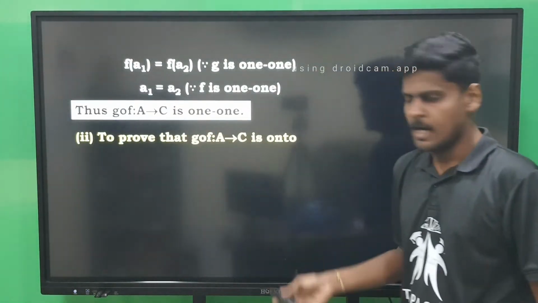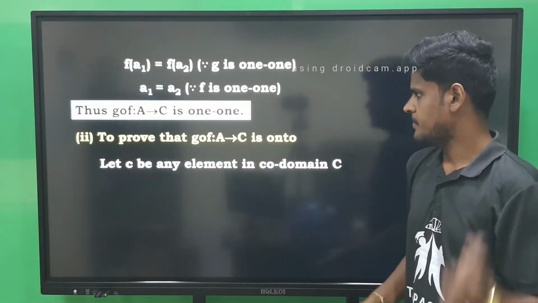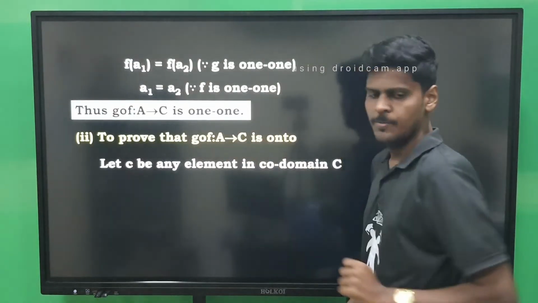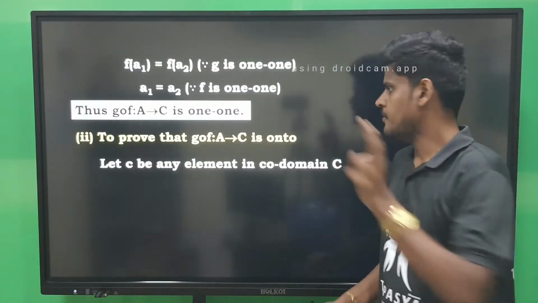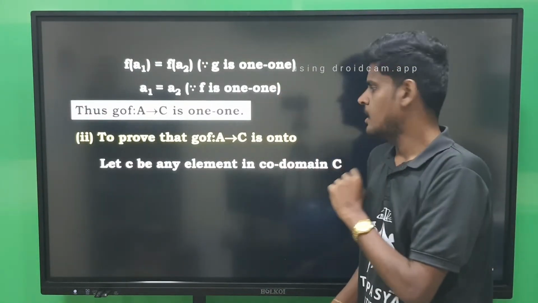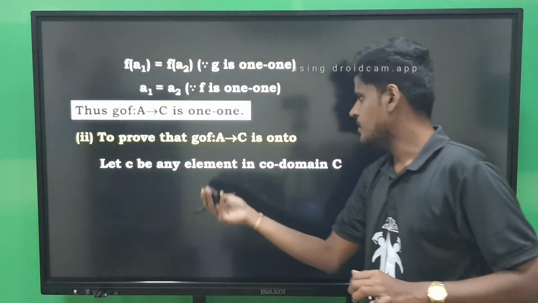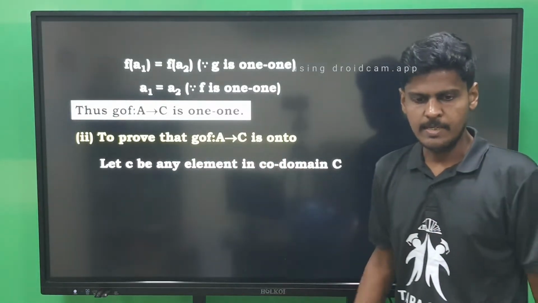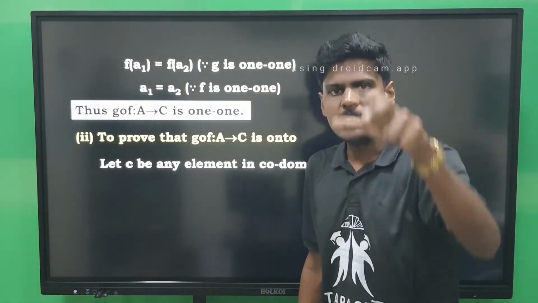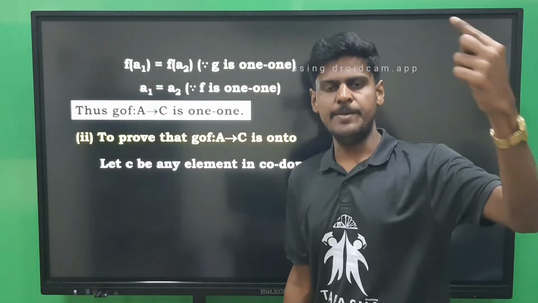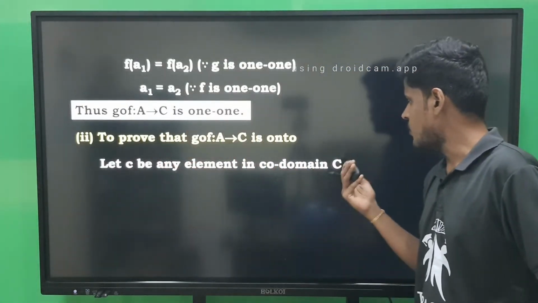To prove that g of f is onto, let c be any element in codomain set C. g of f is onto means range should be equal to codomain. For range as well as codomain, we will consider the output set, that is nothing but C. So we assume some value c is any element in codomain set C. Now what is the condition for onto? Range is equal to codomain implies each element in codomain has some pre-image in the domain. That is what we need to prove. Now let c be any element in codomain set C.